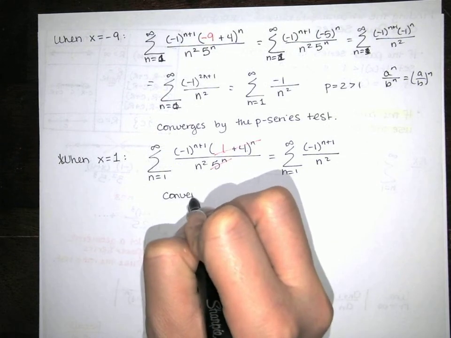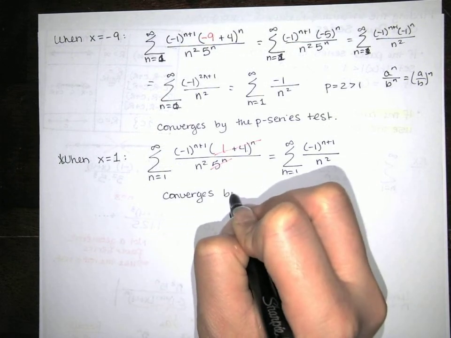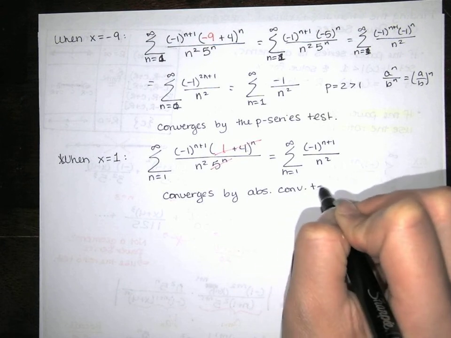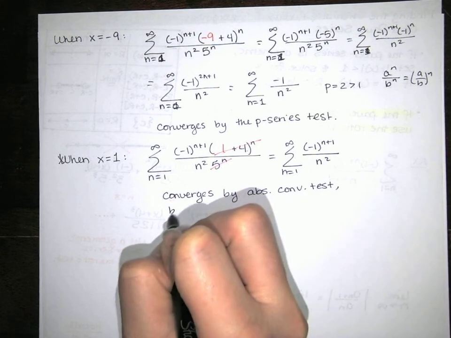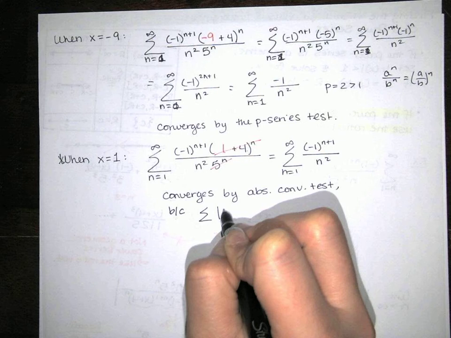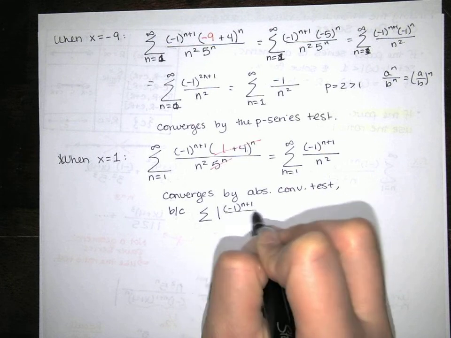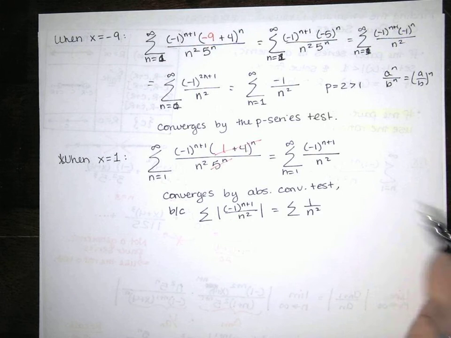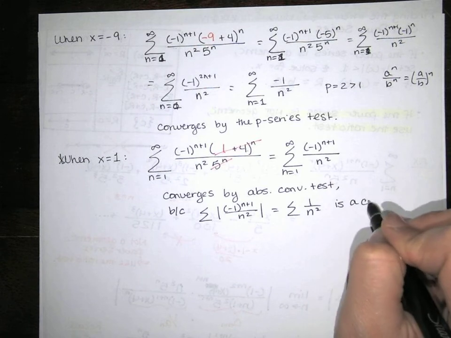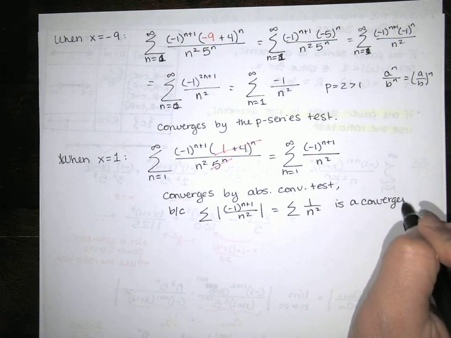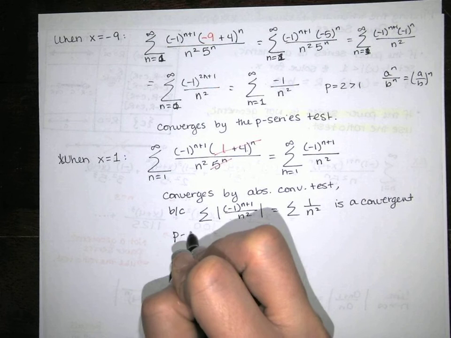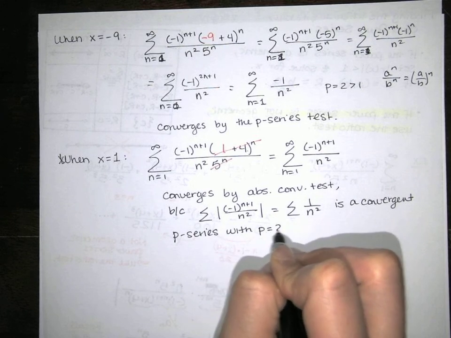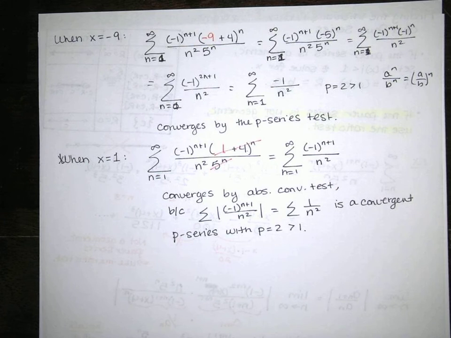And I'll just say this converges by the absolute convergence test. And I'll say because this is equal to this, and that's a convergent p-series. P equals 2, which is greater than 1.